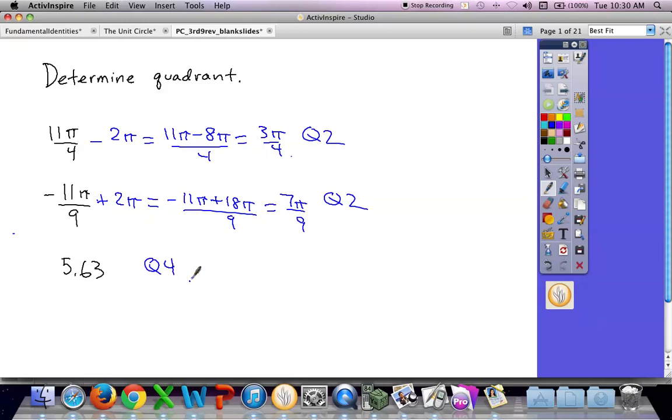Now, what's another thing you could have done to figure that out? You could have converted it to degrees. You probably recognize the degrees like that, right? Yeah.